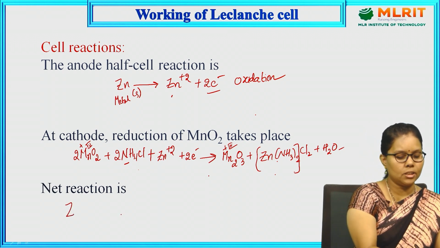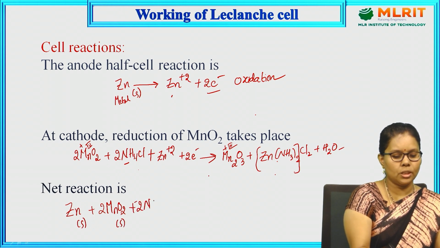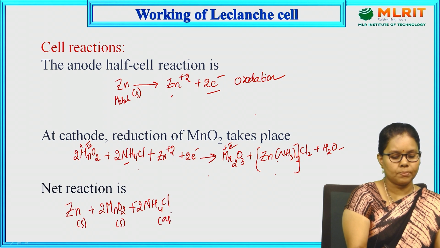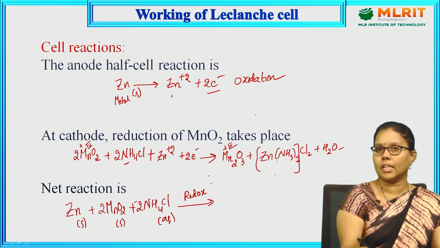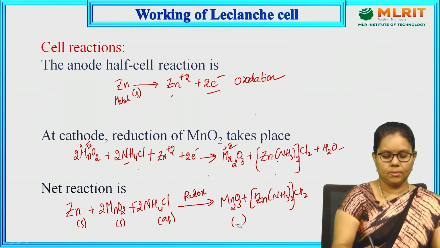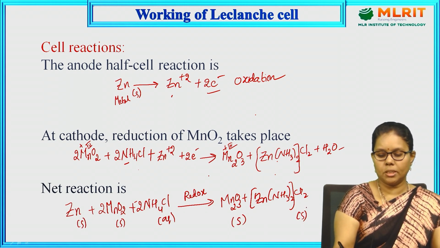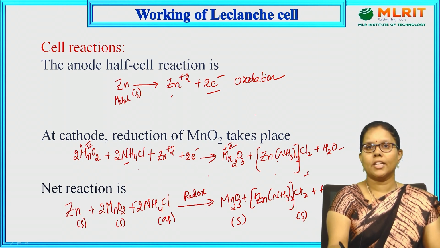The net reaction is zinc, which is a solid, 2 MnO2, which is a solid material, plus 2 NH4Cl, which is aqueous. This is a redox reaction, both oxidation and reduction, which gives rise to Mn2O3 plus Zn(NH3)2Cl2, which are solid materials, plus the byproduct water. We are going to get the energy also.